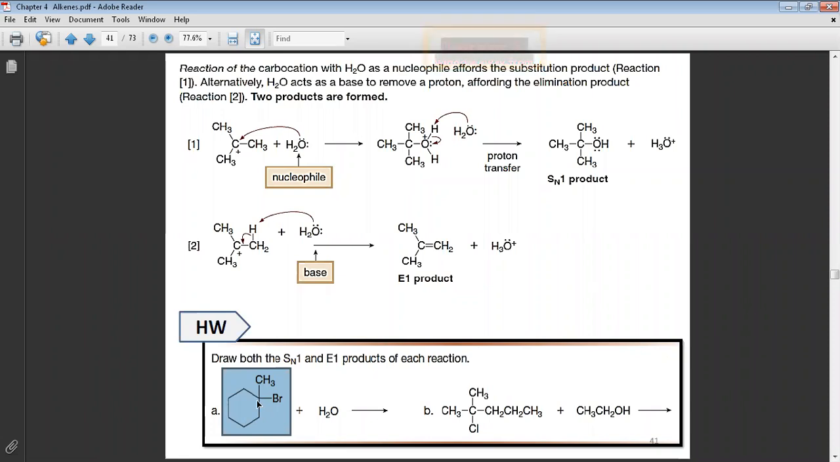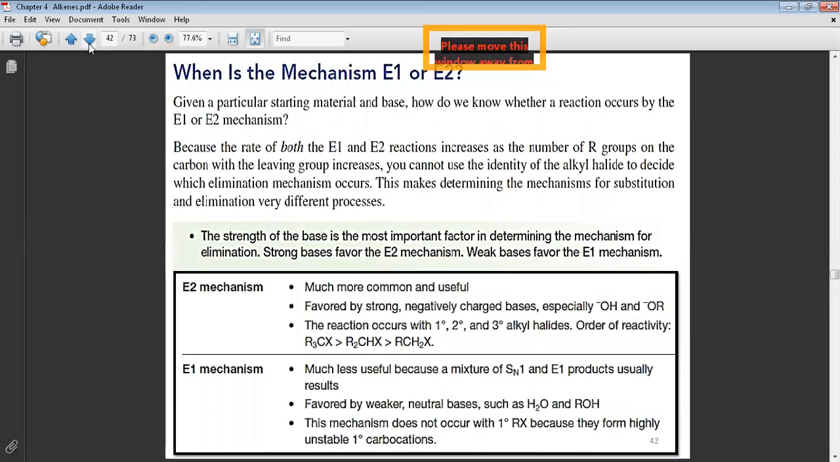That means it cannot be enough. If I give you the structure of the substrate, it is not enough to know whether it will be E1 or E2, because both are the same. A tertiary alkyl halide is best for both E1 and E2, and a primary alkyl halide is bad for both. This is it, and he said it is not enough to identify the alkyl halide to decide which one will be best.